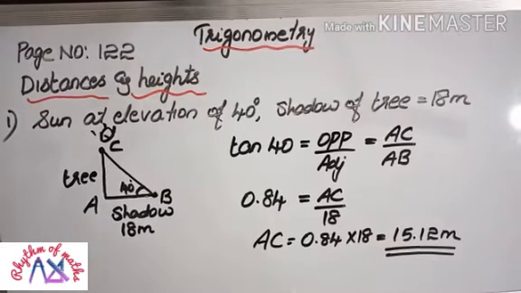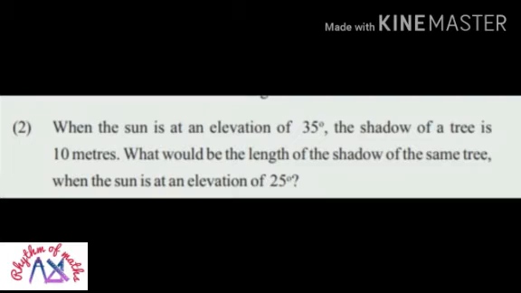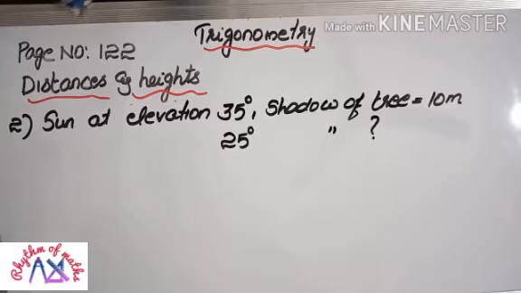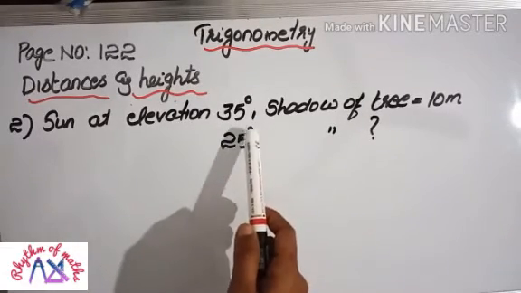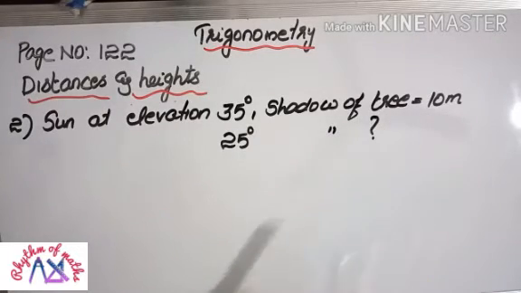Next is question number 2. When the sun is at an elevation of 35 degree, the shadow of a tree is 10 meters. What would be the length of the shadow of the same tree when the sun is at an elevation of 25 degree? The same like the previous case. Here the sun is at an elevation of 35 degree, and in that case the shadow of a tree is 10 meters.